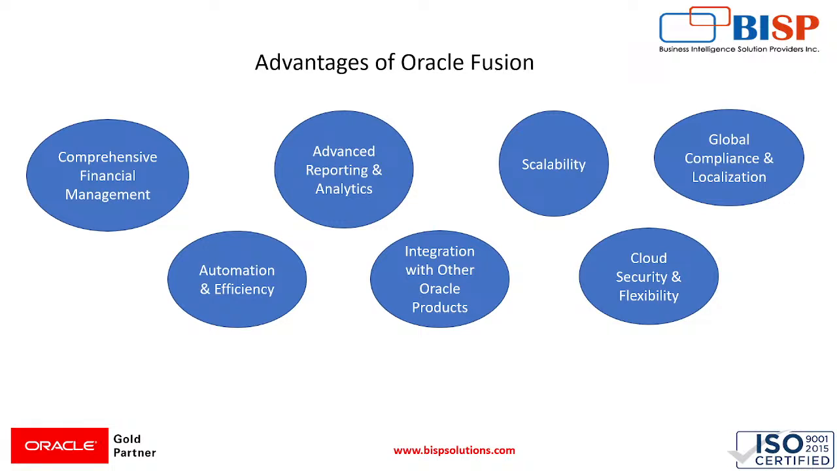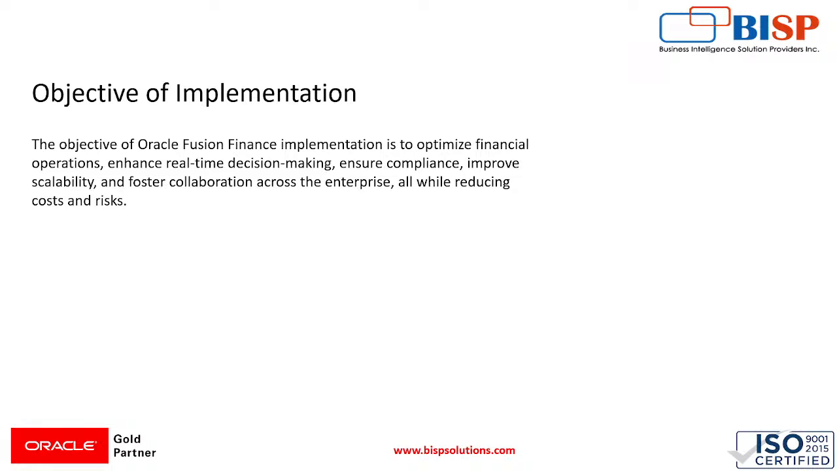So now we have seen the limitations of QuickBooks, where a client is migrating, and the advantages of Oracle Fusion, where we are going to the ERP. So now what is the objective? Yeah, the objective can be the same, or it can be different. So we can see some objectives of implementation. Here we can see the objective of implementation.